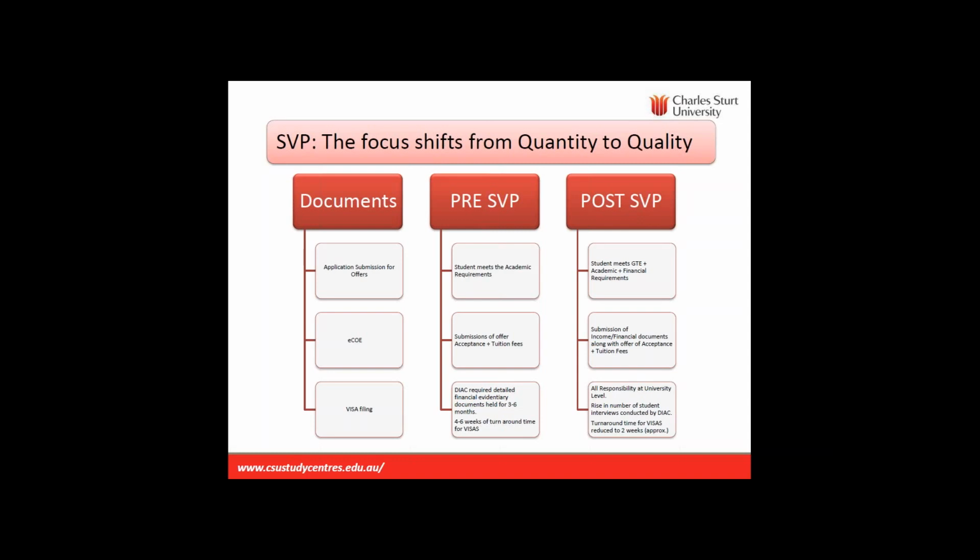So how it works before the SVP and now with the SVP process. In terms of documents, we always need to submit the application form and supporting documents to the admission officer, so the application package. Then we receive our confirmation of enrollment, and then we apply for a visa. So what happened before the SVP process was introduced? Students needed first of all to submit their academic documents and meet the academic entry requirements. Then they would need to submit the offer of acceptance and tuition fees.